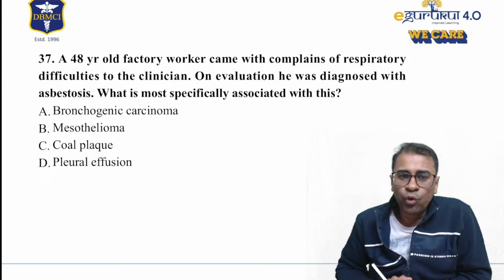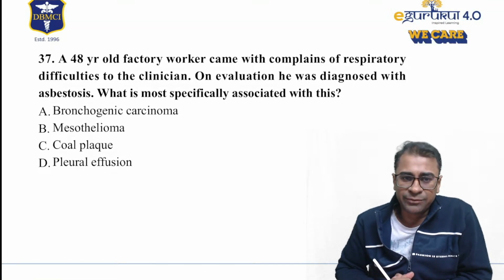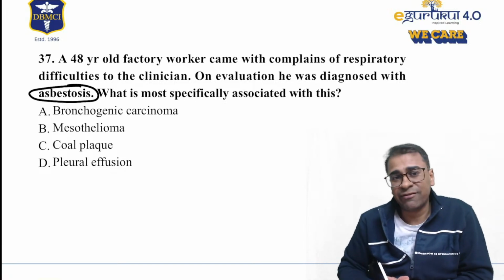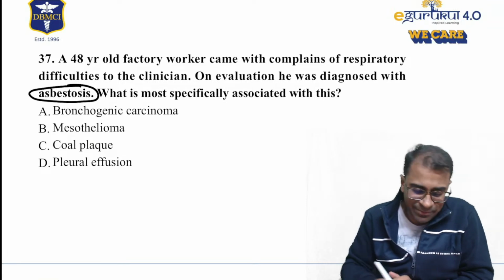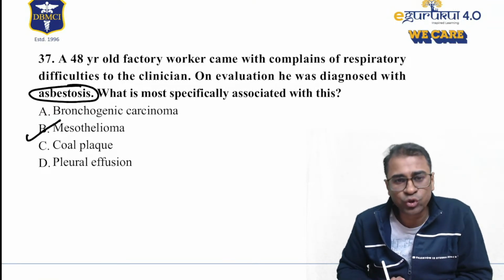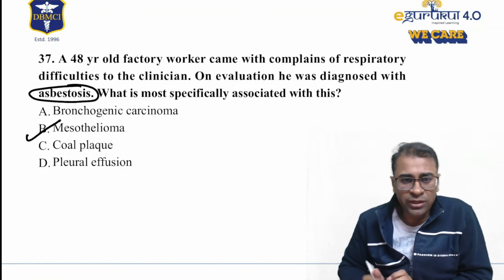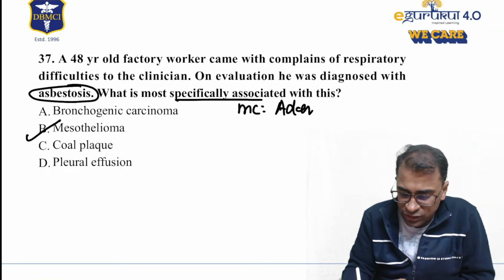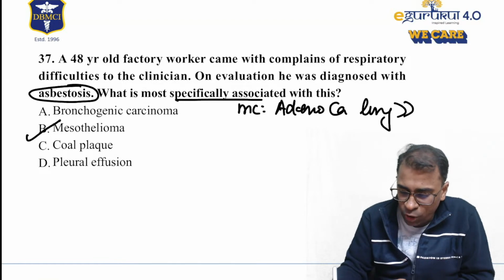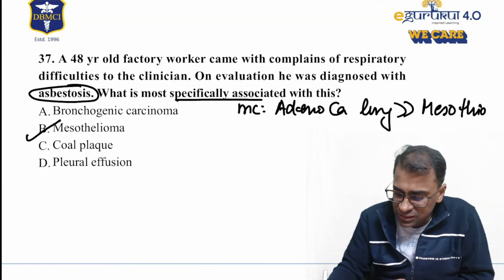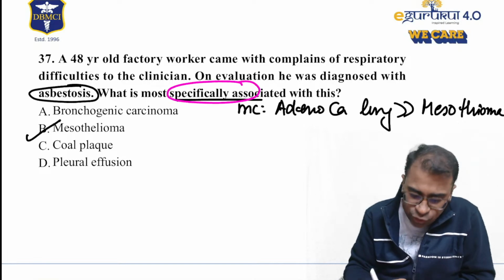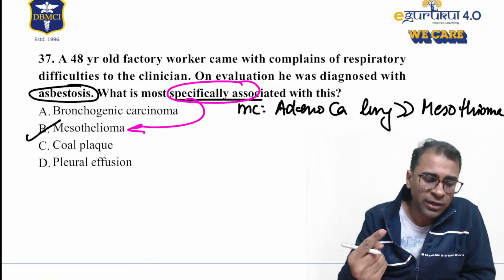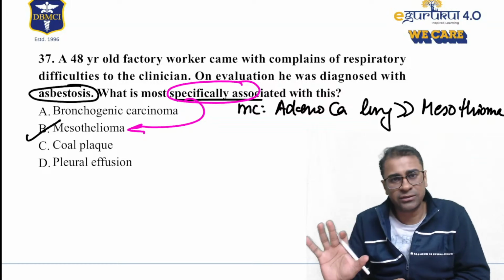A 48-year-old factory worker comes with complaint of respiratory distress to the clinician and had asbestosis. So which tumor can he have? The answer is yes, malignant mesothelioma. That's the most common tumor. I'll not say the most common tumor, sorry, specific tumor. The most common tumor in this case obviously is adenocarcinoma of lung, much more common than mesothelioma. But since the question is asking you the specific tumor, the answer has to be malignant mesothelioma. But agar question is the most common tumor, it would have been adenocarcinoma lung. ठीक है.